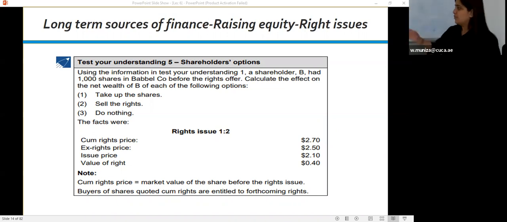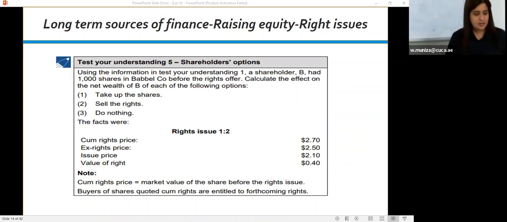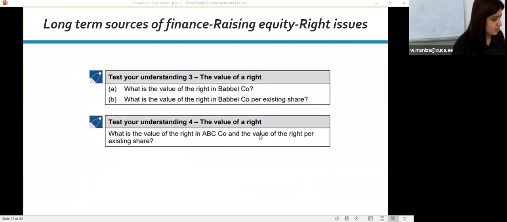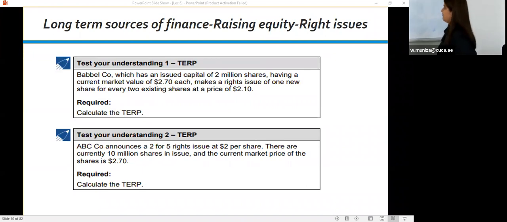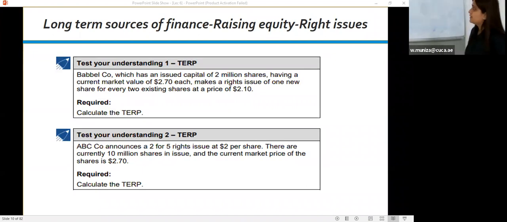Now, cum right price, they are telling also market value of the shares before the right issue. Buyers of the share quoted cum right are entitled to forthcoming rights. Now, students, we have to apply this on the first illustration, that is Babel company. If say, for example, B is having existing shares of 1,000 and if he is taking up the right shares as well, what will be the effect on his wealth?